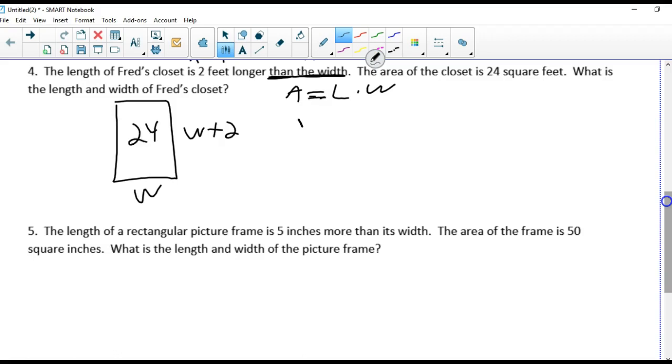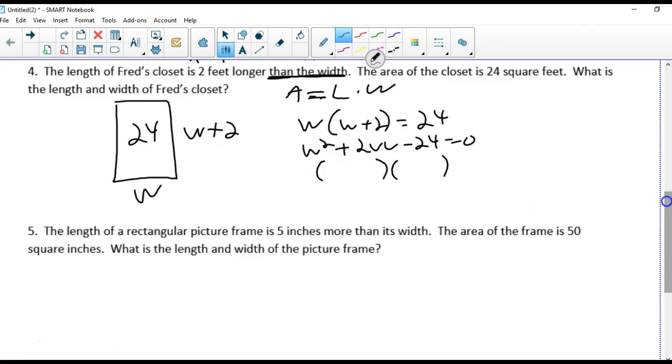So this is going to be just like the problems above us. W times W plus 2 equals 24. In fact, this is just a word problem version of 2 consecutive even numbers that give us 24. Number 4 is no different than number 3, except it's a word problem. That's it. So we're going to get W squared plus 2W. Again, I'm moving the 24 over right away. Now I'm looking for 2 numbers that multiply to give me 24 that differ by 2. Well, it's going to be 4 and 6.